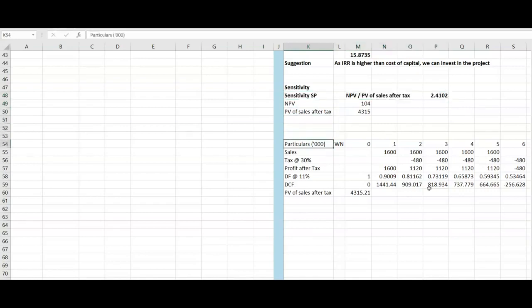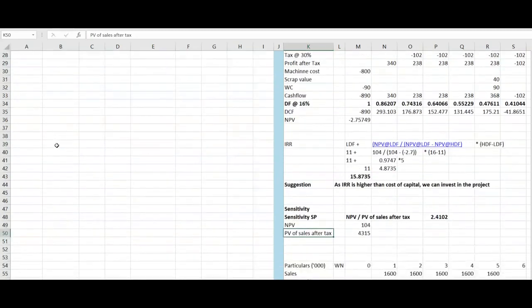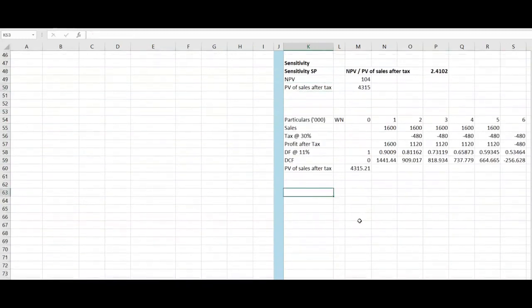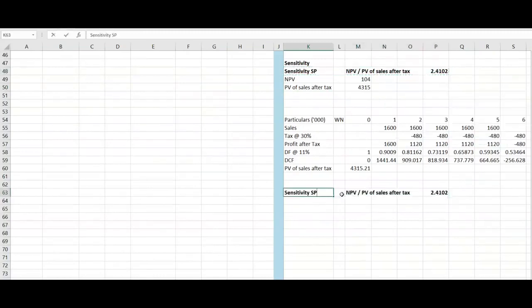Okay, so this is our answer. So we have got it. But still the question is not ending. There's still one more element here. The question asks you, what is the sensitivity to a change in selling price and to a discount factor? So discount factor is nothing but IRR computation. So we'll take this and we'll again compute it. So we'll have it here. Sensitivity to discount factor.